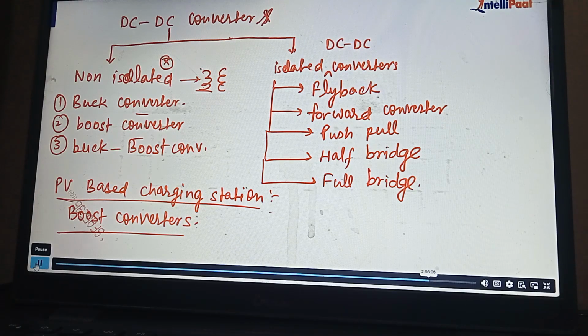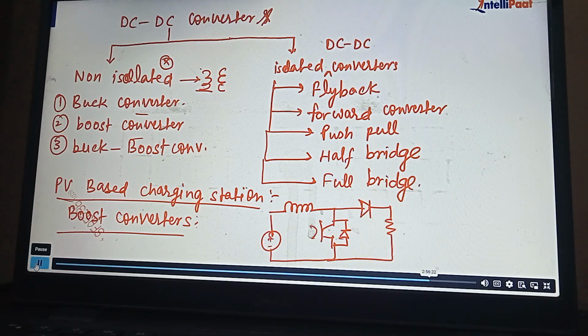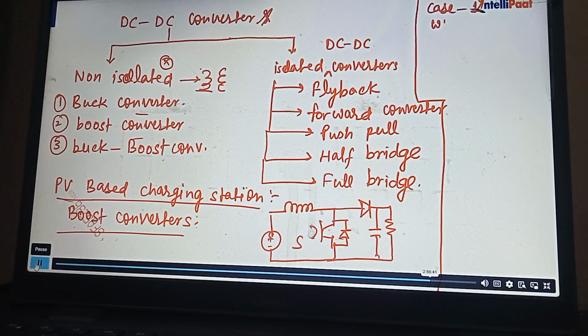So what is the structure of the boost converter? We have this switch, because we have to study this boost converter, and then on the output side we can also connect one capacitor. Right? This is S. So can you tell me the operation of this boost converter? Let's suppose case 1, when the switch is on. When this switch S is on, what will be the circuit?